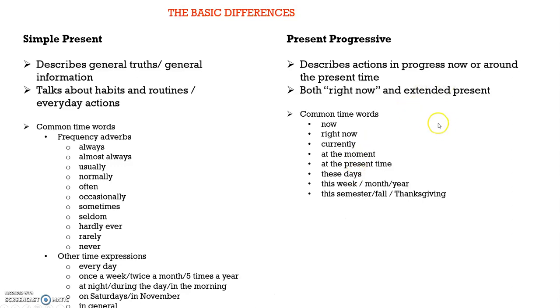On the right, we have present progressive. The meaning is it describes actions in progress now or around the present time. That means both right now and extended present. Extended present is the idea of stretching now. It's not just this minute. It could be this afternoon. It could be today, this week, this month, this year. And we could still think of it as now. So you have a list of time words there.